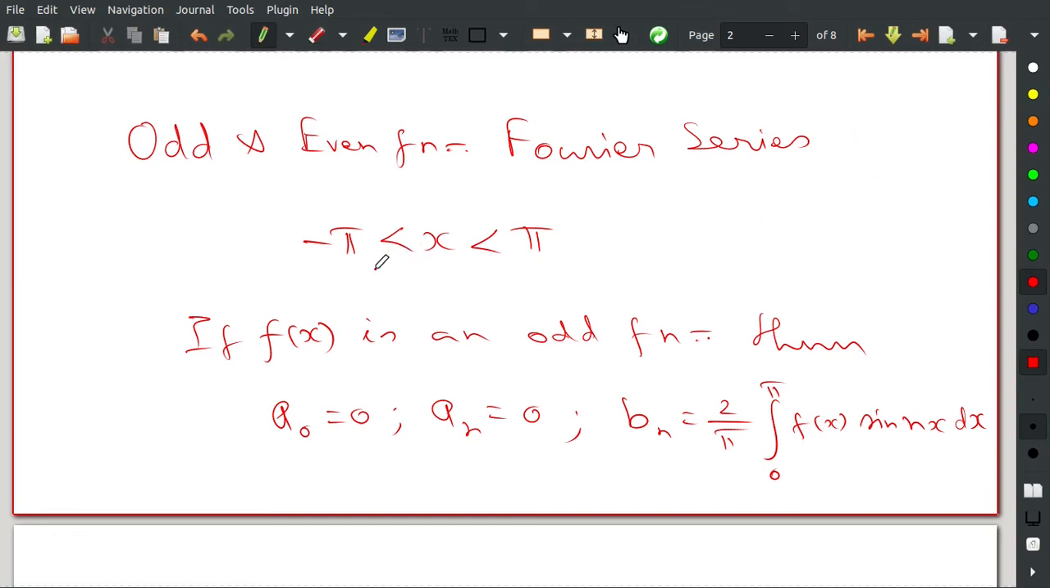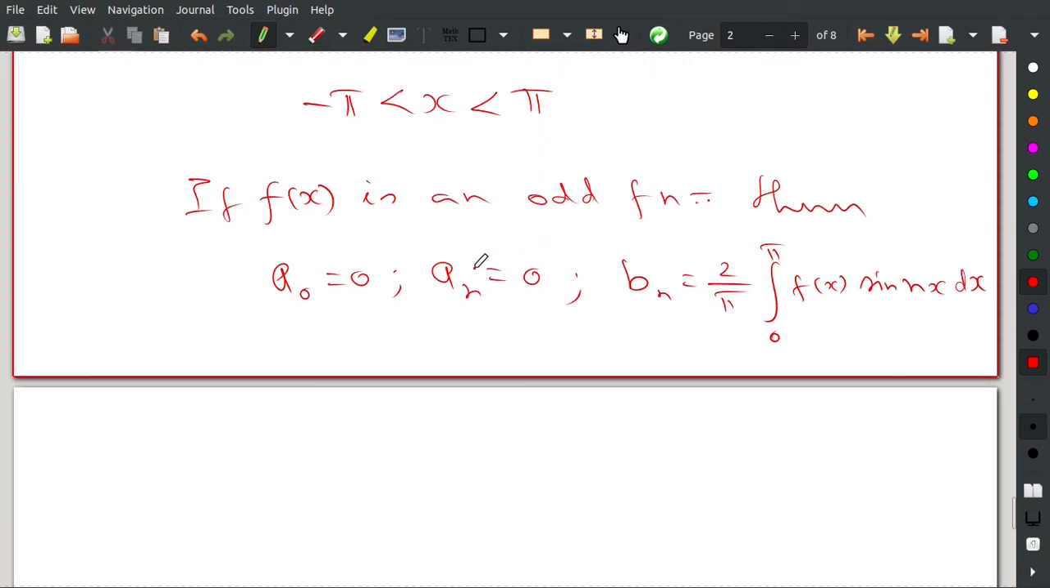If this function f of x is defined in this limit, minus pi to pi, and f of x is an odd function, then you can straight away find bn, eliminating a naught and an, because they will eventually become 0 in this limit alone.